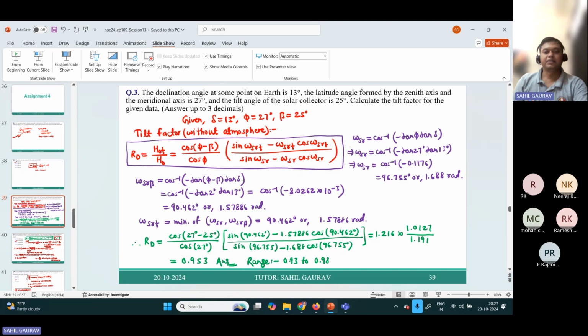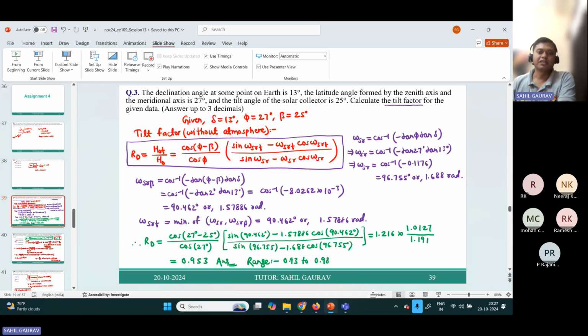The next problem is a little bit lengthy. Here they are asking about the tilt factor of the solar collector. They have given the declination angle 30 degree, latitude angle 27 degree, tilt angle 25 degree. So the tilt factor, H_T upon H naught, we know is cos(phi minus beta) upon cos phi, sin omega_SRT minus omega_SRT cos omega_SRT upon sin omega_SR minus omega_SR cos omega_SR.